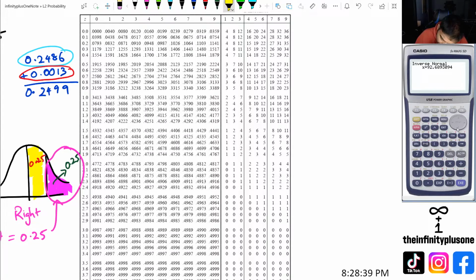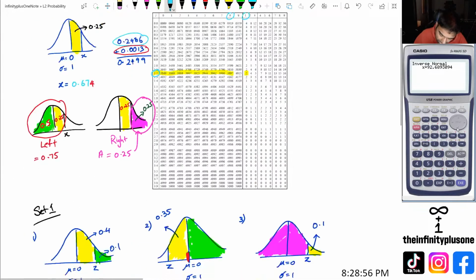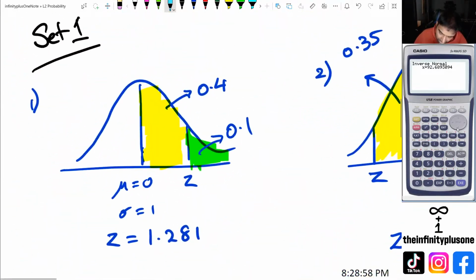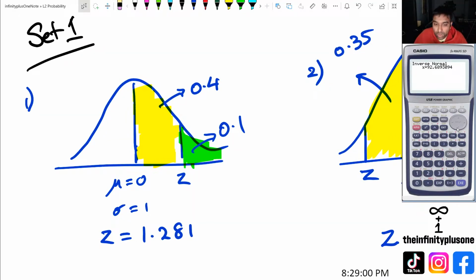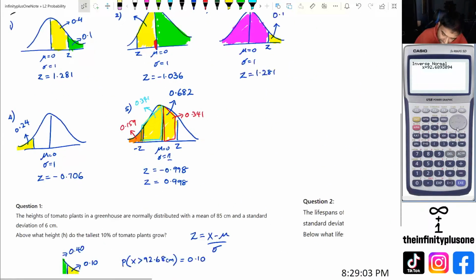And I think somewhere here, there's 3997. I don't have a 3 after that, so it's going to be this. So it's going to be 1.281. And we kind of did this earlier in one of the questions, because if you look at this question here, when it was 0.4, 1.281 was the Z value.